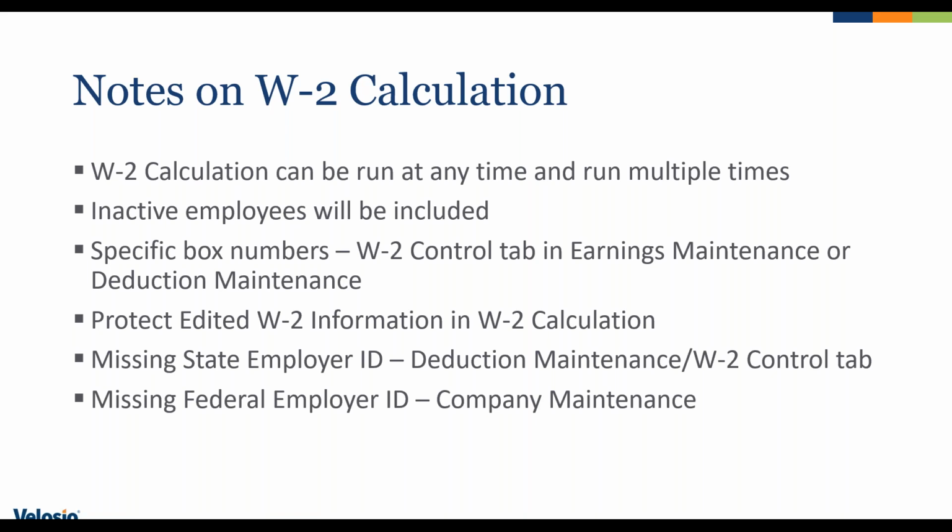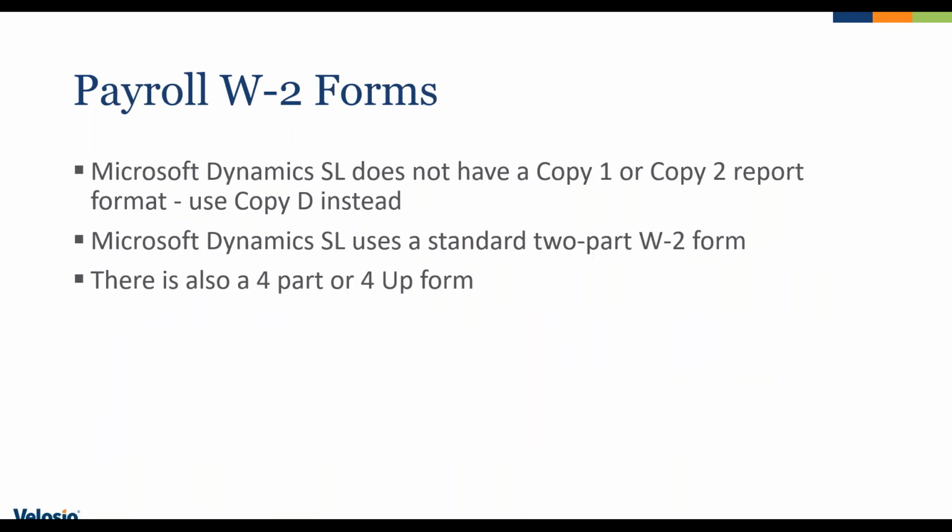On another note, if you're missing a state employer ID, you would want to go to the deduction maintenance screen on the W-2 control tab, populate that there. If it happens to be a federal employer ID number you're missing on the form, you can go to the company maintenance screen and populate that.